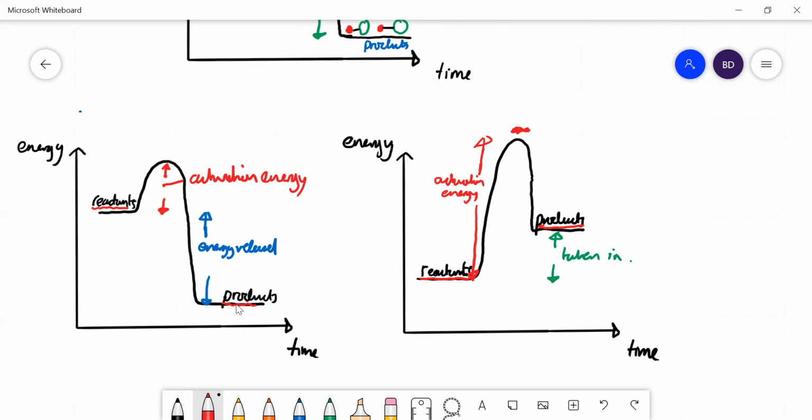Now, in exam questions, they show you one of these profiles, and they'll ask you to label the activation energy. Maybe it'll be an endo, maybe an exo, and they'll ask you to label the energy released or the energy taken in.